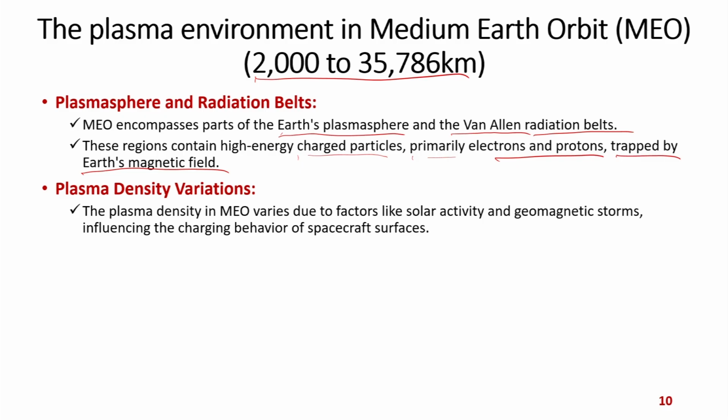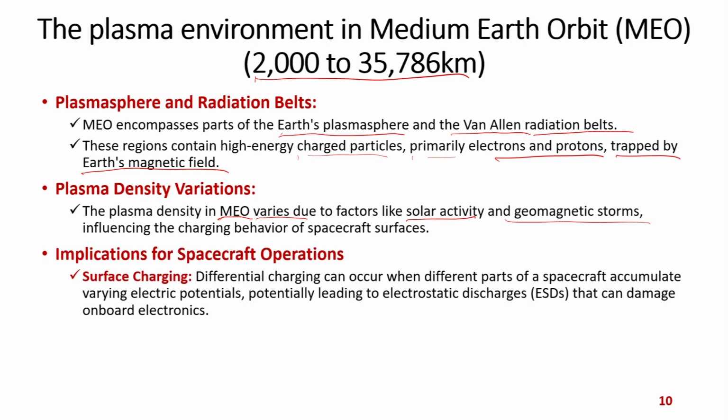Then the variation of plasma density. The plasma density in the medium Earth orbit varies due to factors like solar activity and geomagnetic storms. During solar activity, the radiation belt particles and their energy change very fast. In that case, it can also create problems for the spacecraft. So, we will see what the implications are.